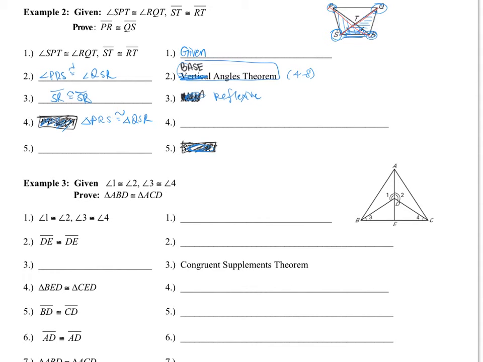So again, triangle PRS is congruent to triangle QSR by the reason of angle, side, angle. So angle, and another congruent angle would be this one. Angle, angle, and then they share this side. So then, since these two triangles are congruent now, I can therefore state PR is congruent to QS by the reason of CPCTC.